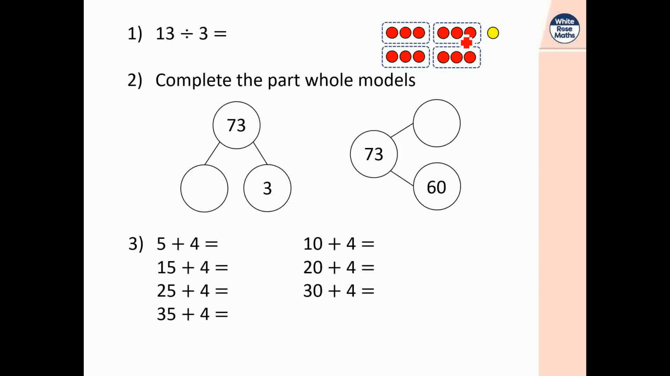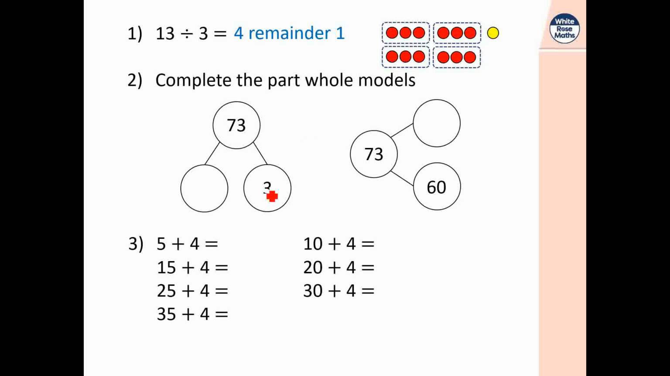12 counters, and they've split them into 4 groups, 1, 2, 3, 4, and then we have remainder 1. Yeah, if you want to work out the remainders, you need to really have a secure knowledge of your times table, in this case the 3 or 4 times table, okay? Because we know 3 times 4 makes 12, which is the closest number below 13, and then we have remainder 1.